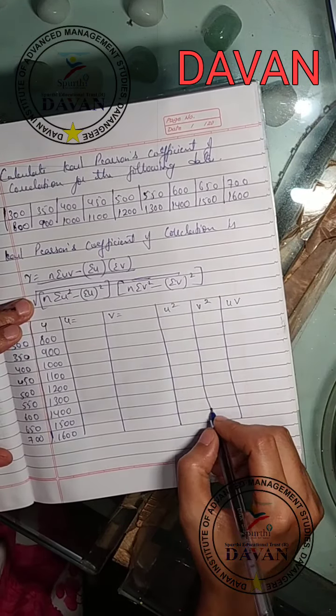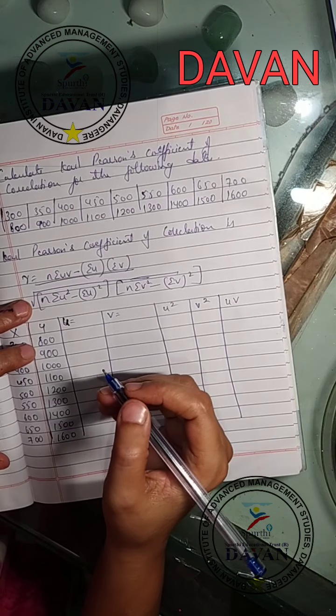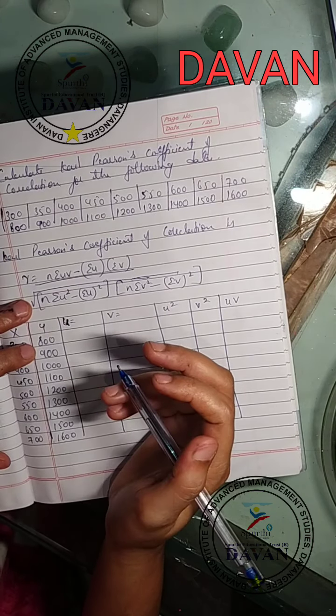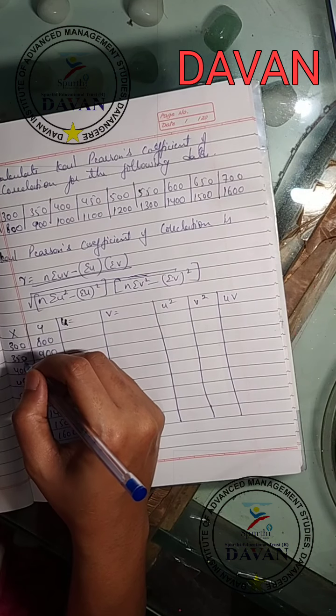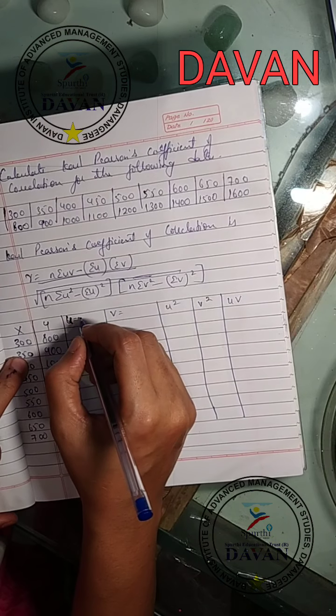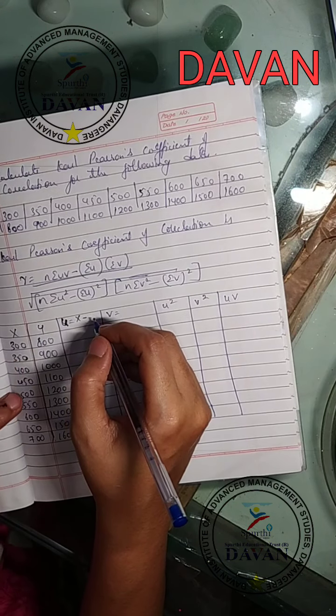So how do I calculate u? It is x minus a, and for this I still want to reduce the value in terms of a single digit. So what I do is I divide it by c. Now what is c? C is the difference between the given values. So the difference between 300 and 350 is 50. So I use here x minus a divided by c. So a, I take the mid value. Mid value here is 500 divided by c. Since the difference is common among all, I take it as 50.